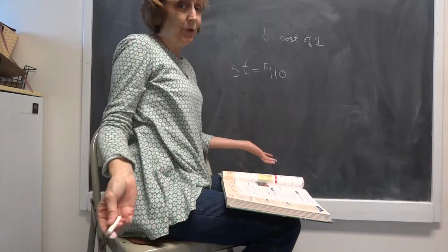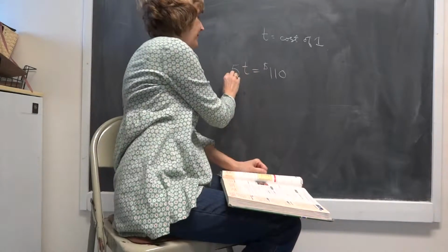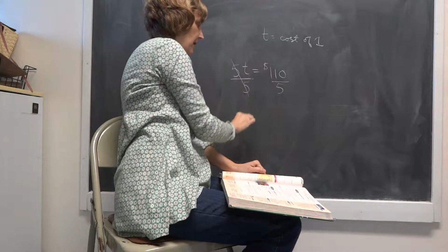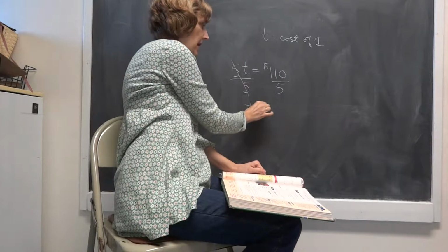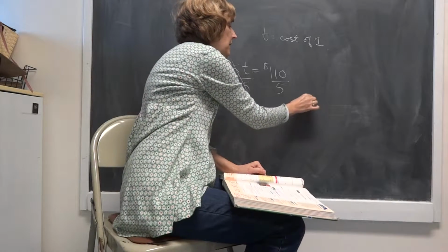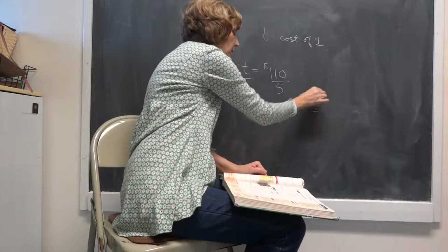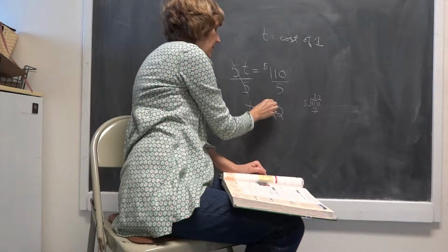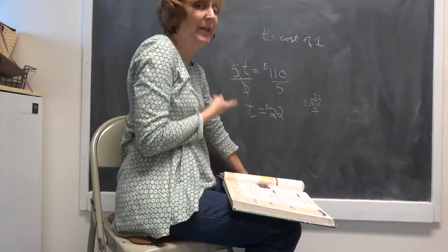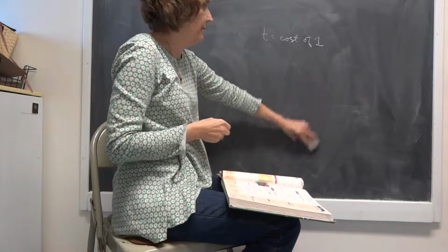To solve the mystery, to solve the answer, how many does 1 cost? We divide both sides by 5. We want T by itself. That cancels out. T equals 110 divided by 5, which is 22. So 1 ticket is $22. It's expensive. That's probably cheap compared to what it really costs today to go to a baseball game.